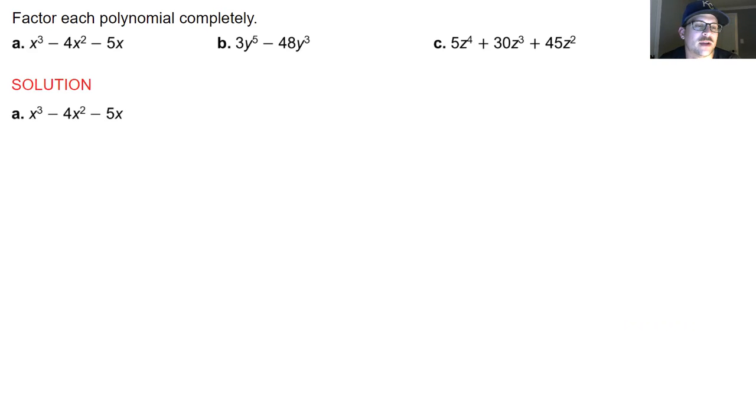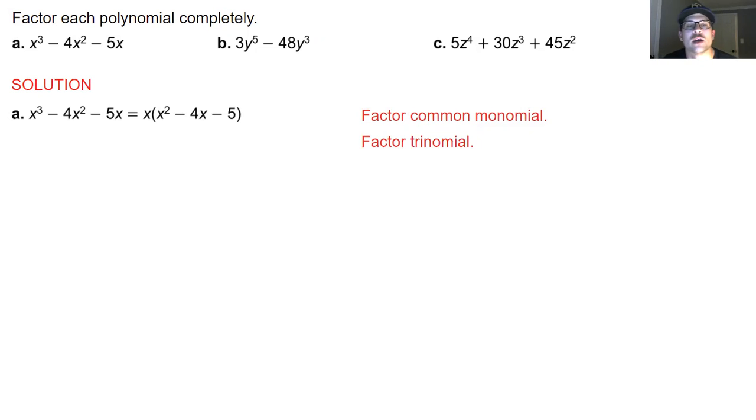So part A, we're given x to the third minus 4x squared minus 5x. We can take the greatest common factor out of each of these, which they all have an x in common. So you take an x out of all three terms, you're left with x squared minus 4x minus 5. And then inside that parentheses, you can factor that quadratic trinomial with your AC factoring method. So finding two numbers that multiply to equal -5 but add to equal -4 is -5 and +1. And those are your two factors, and that is completely factored.